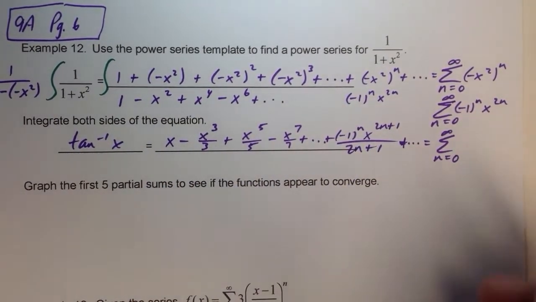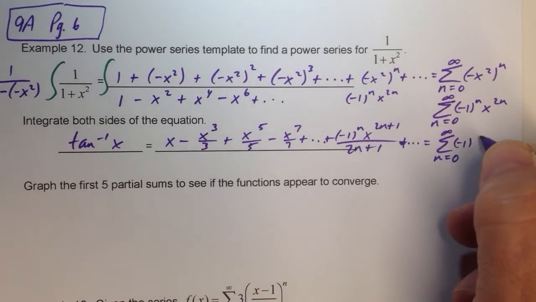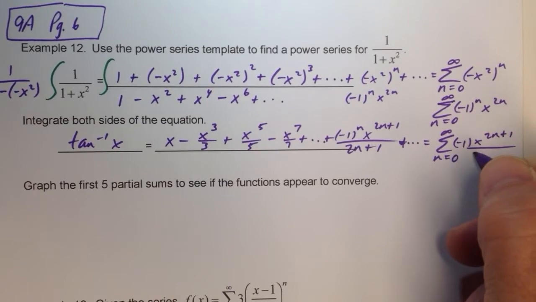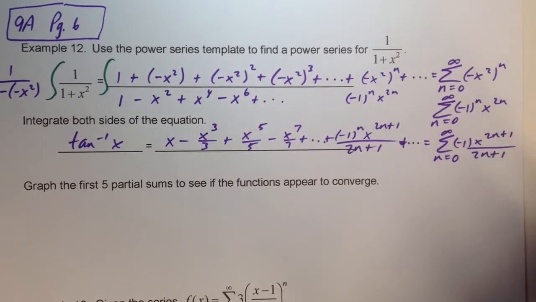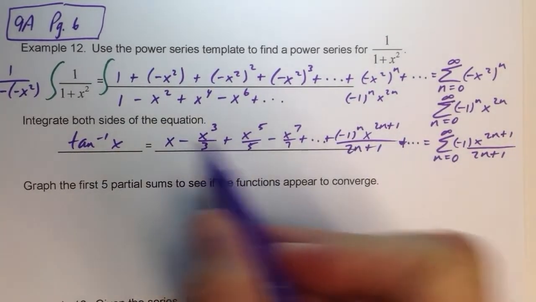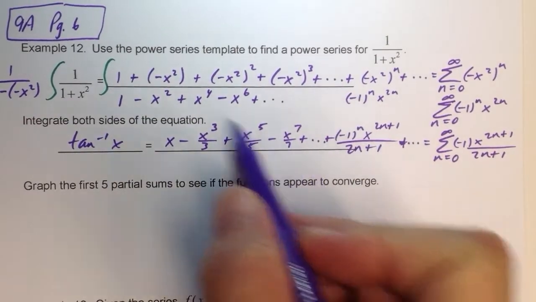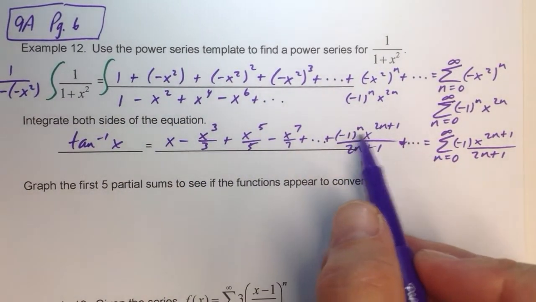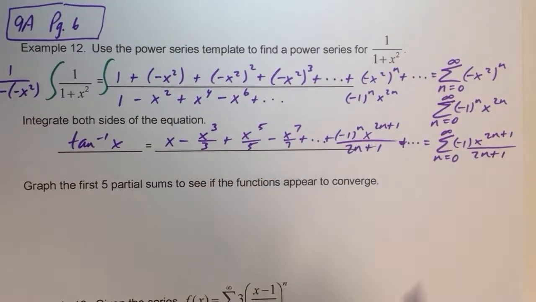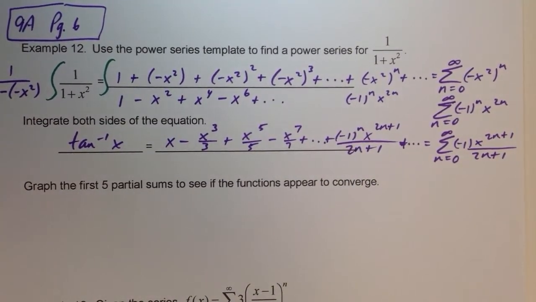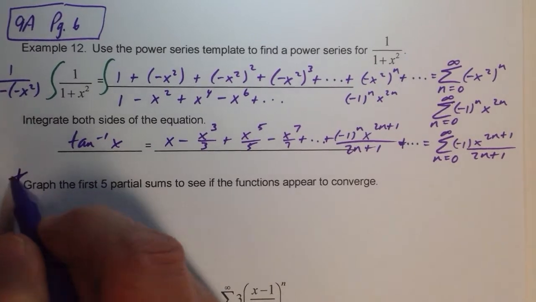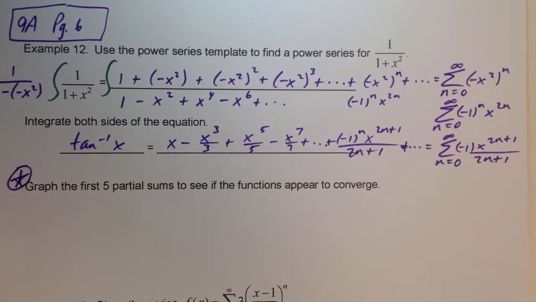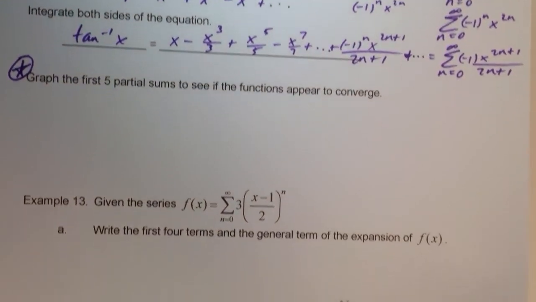Okay, so you just use that same nth term right there, and you've got your sigma notation. You've got everything you need. First 4 terms, it didn't ask us to do that, but the first 4 terms are good, and then the nth term with our sigma notation. So that's example 12. We're going to do the graphing part in class. We talked about partial sums, and we actually did a little bit of that in class today.